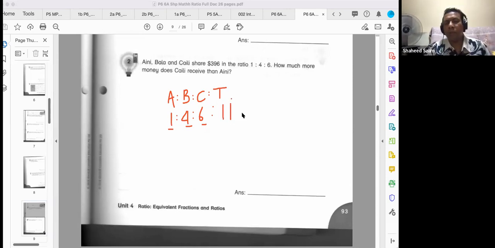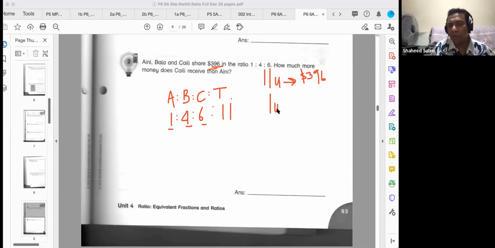Now, why is this important? Well, they tell you that 396 is the total. So you can do your working this way. 11 units is $396. So you find what is 1 unit? 396 divided by 11. What do you get? You get 36. I repeat, 396 divided by 11 gets 36. So you know what's 1 unit.